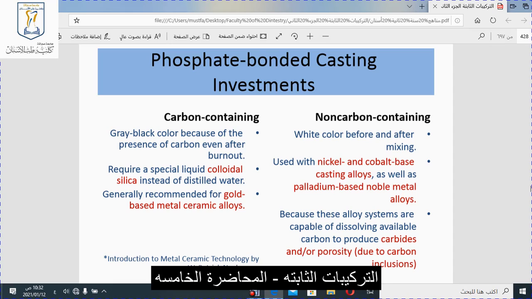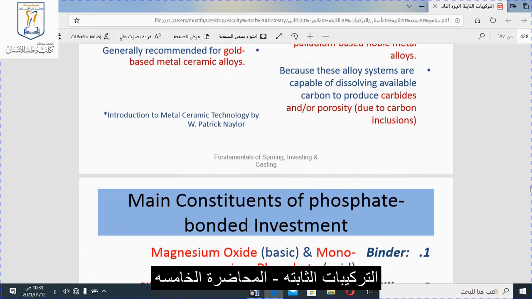Carbon will form nickel carbide or chromium carbide, which will make the alloy brittle. A non-carbon containing alloy is white in color, not dark, and will not darken the alloy. Use it with nickel chrome and cobalt chrome, and sometimes ceramo metal alloys and palladium based alloys. When these alloys are contaminated with carbon, they will make carbides, and it will make the alloy brittle.